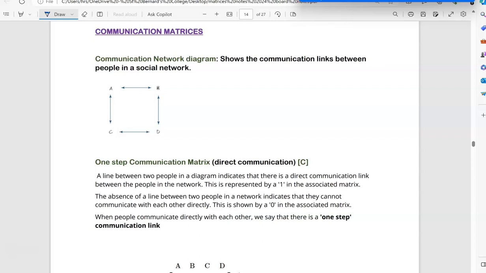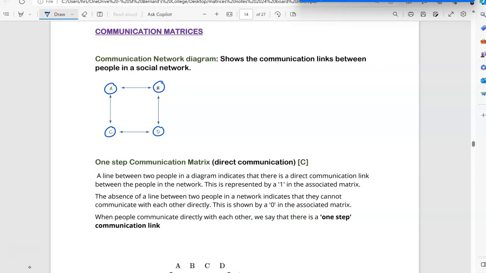So we've got a communication network diagram that shows the communication links between people. So you can see here, we've got A, B, we've got 4 people. So who can A talk to if I looked at that? Yeah, good. Who can D talk to? Yeah, so that's what we're talking about.